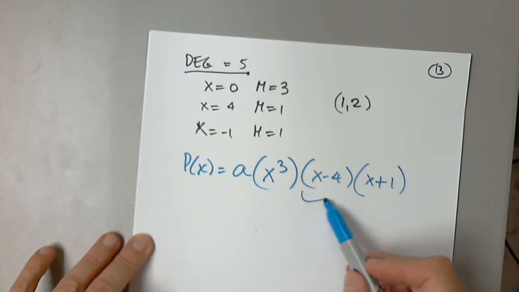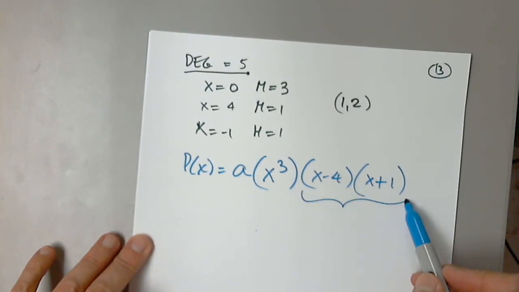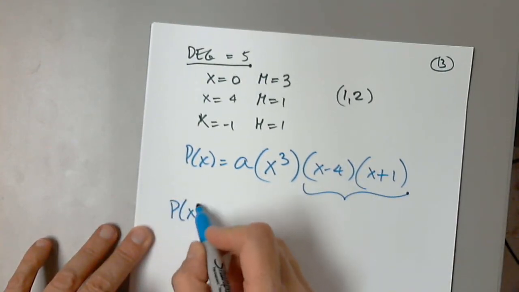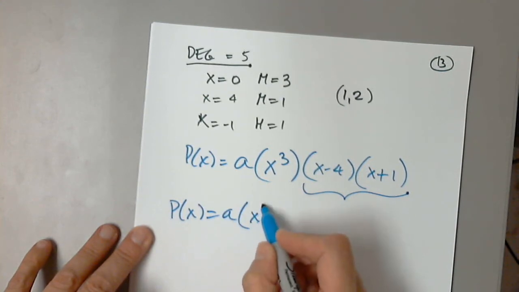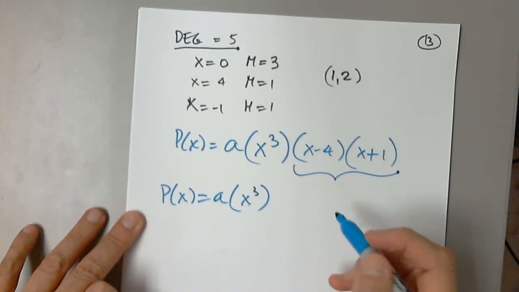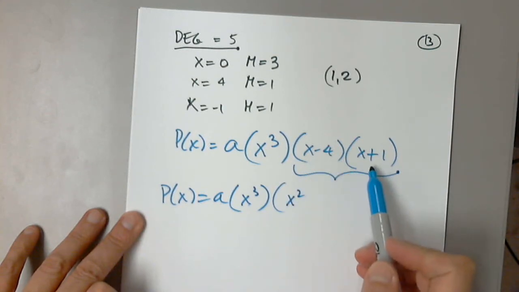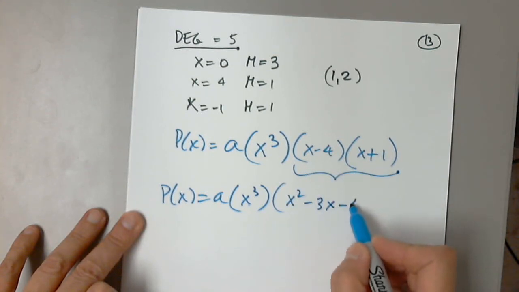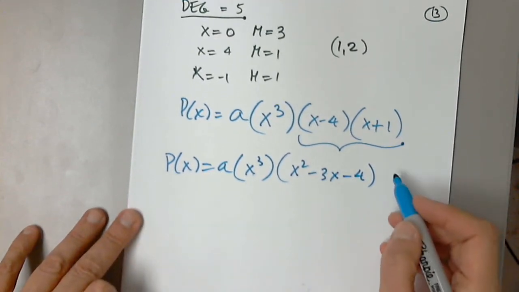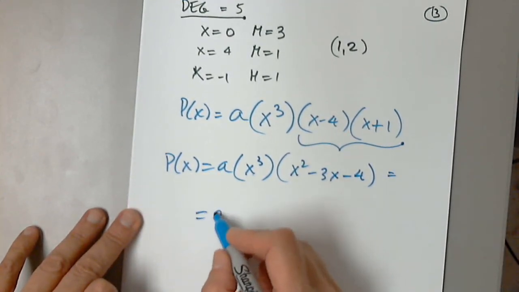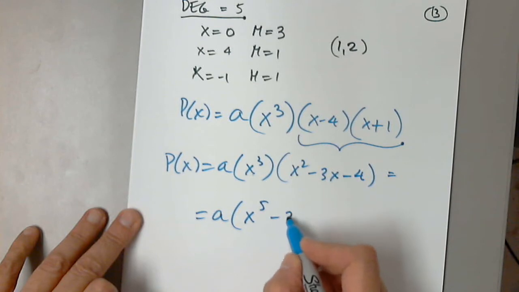So first I'm going to multiply these two. So P of x is a, x cubed. I really don't need parentheses around x cubed. And when I multiply these two, I get x squared plus x minus 4x, which is -3x, and minus 4. Now I will distribute x cubed, only x cubed.